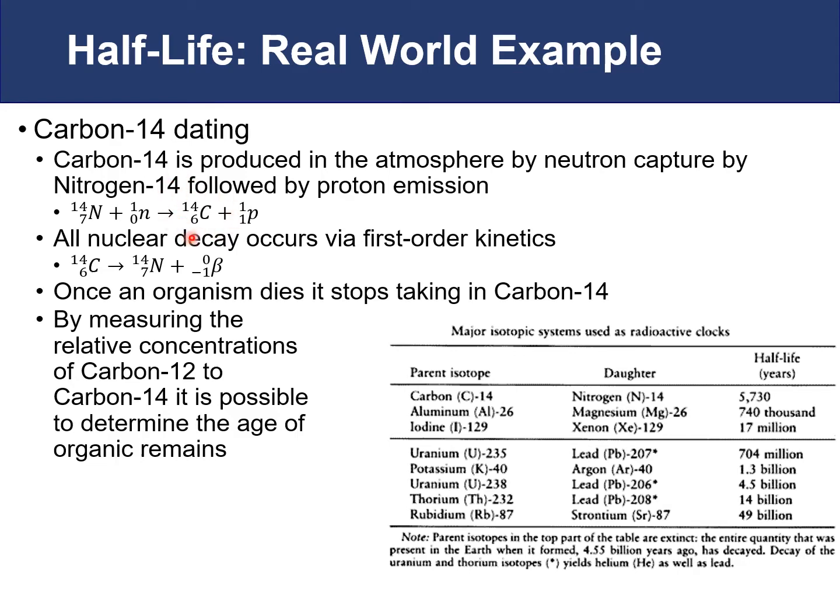Now, carbon-14 is a radioactive isotope. It will break down over time. Because all radioactive decay occurs via first-order kinetics, carbon-14 breaks down via beta decay, so it gives off a beta particle, and reforms nitrogen-14.